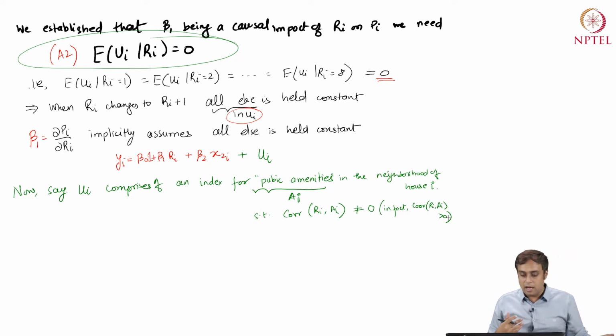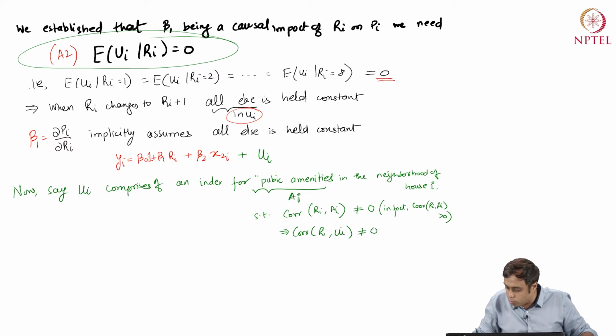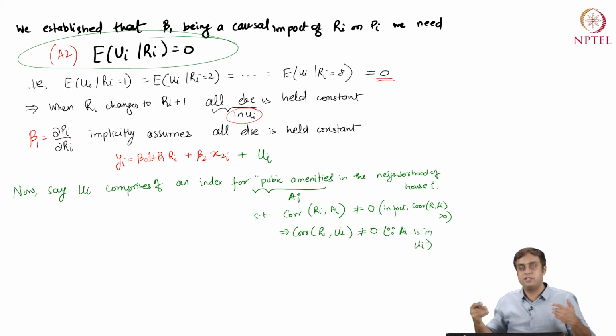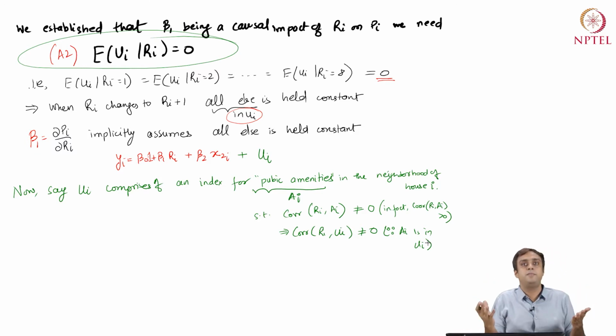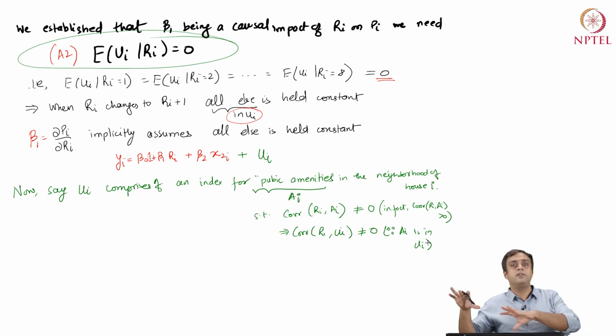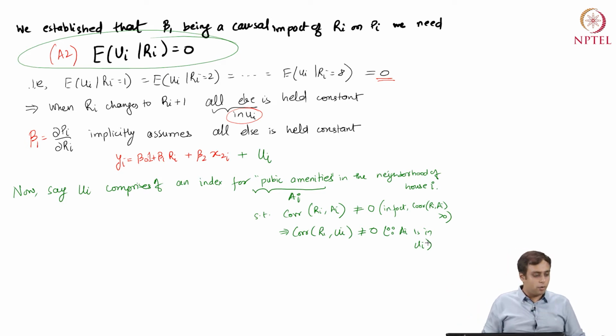Now with that understanding, you can say that the correlation of Ri and Ui is also, by extension, not equal to 0, because Ai is in Ui. It is not controlled for explicitly. We don't have a measure of it. Just because we do not measure Ai doesn't mean it doesn't affect Pi. It affects it, but because I cannot measure it and cannot control for it in my regression equation, as an analyst, it sits in the error term Ui. Okay.